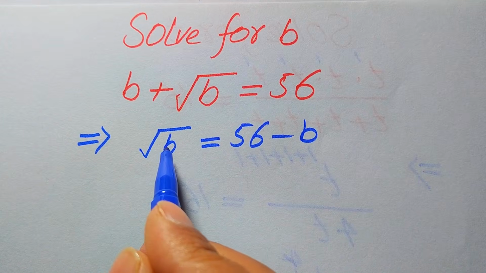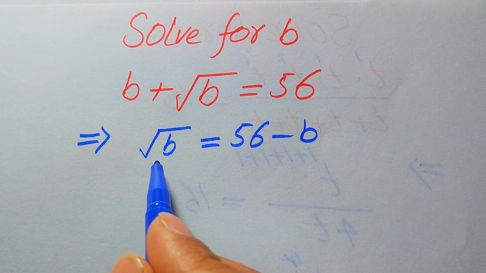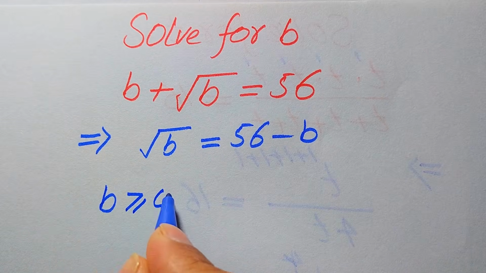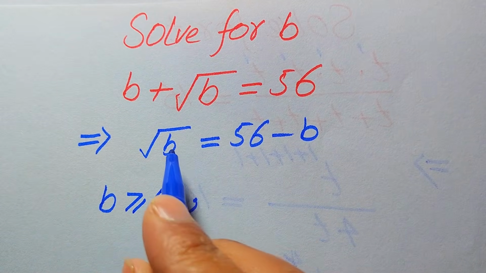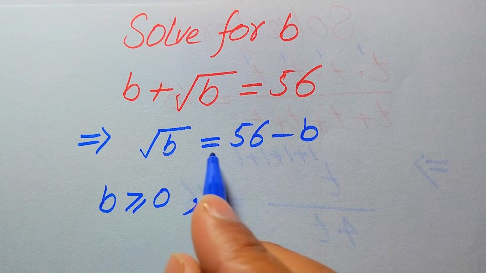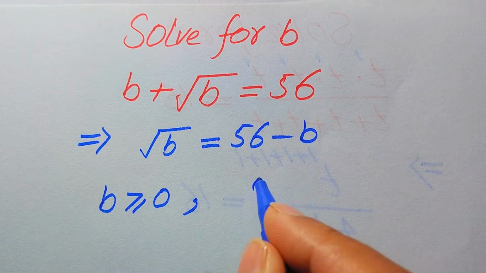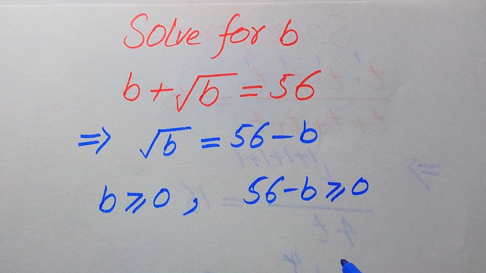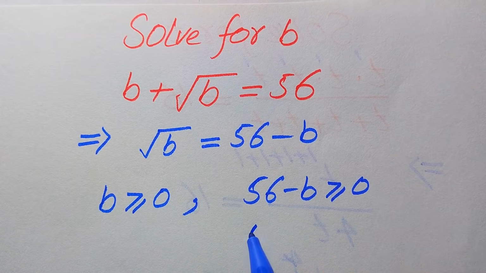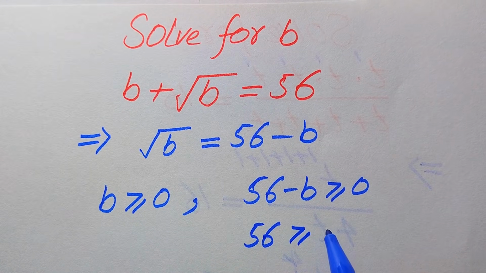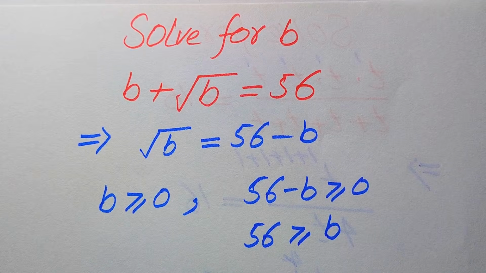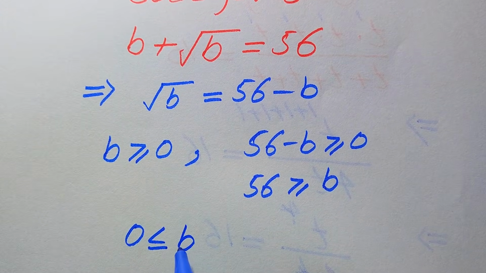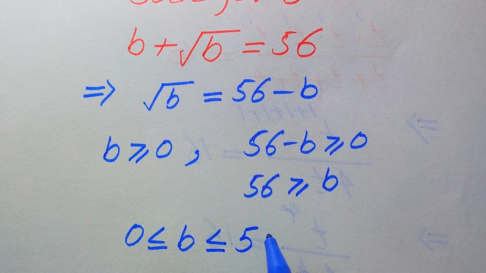For this you know that the square root sign always gives us a positive value. It means that here our b must be greater than or equal to 0. And similarly, since the square root gives a positive value, this means that 56 minus b is also greater than or equal to 0. From here we move this minus b to the right hand side and we obtain 56 greater than or equal to b. When we combine these two, we obtain 0 is less than or equal to b is less than or equal to 56.